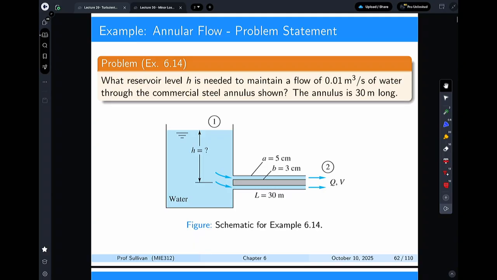One of the things that we looked at at the end of the last lecture was annular flow. That is, you have an object, say a cylinder within a cylinder. That cylinder, in this case, is attached to a tank. What reservoir level is necessary to maintain a flow of 0.01 cubic meters per second of water through the commercial steel annulus shown? The annulus is 30 meters long. You're given that the outer radius is 5 centimeters, the inner one is 3 centimeters, and you're asked to find QV, L, and all the rest.